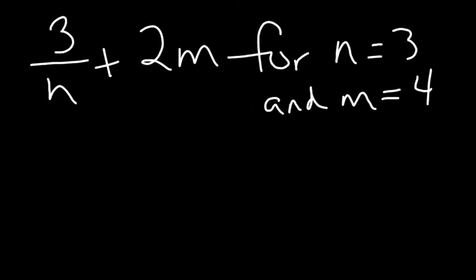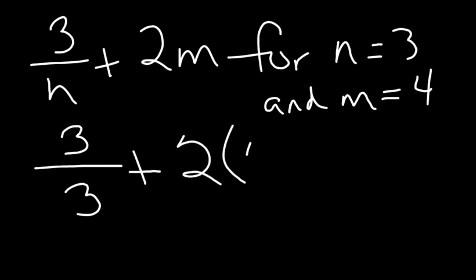Here's an algebraic expression. Here are 2 given values. Instead of 1 variable, now we have 2. That's okay. That just means that for n, we're going to substitute 3, and for m, we substitute 4. We can do that. So 3 over 3 plus 2 times 4. Okay, well 3 over 3 is just 1, right? And 2 times 4 is 8. So the answer is 9.